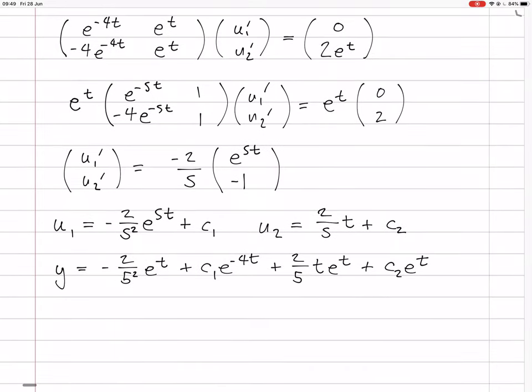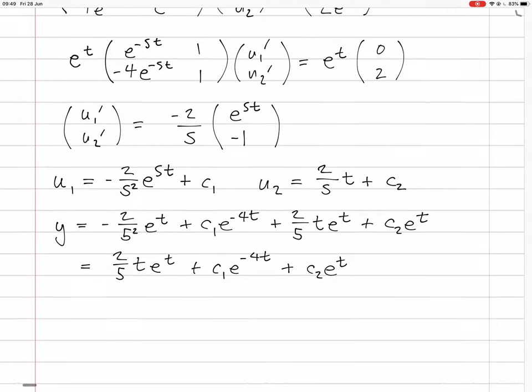Now, we can collect the e to the t terms. This first e to the t term can be absorbed into the constant. So this thing becomes 2 over 5 t e to the t plus c1 e to the minus 4t plus c2 e to the t. Technically I should rename the c2, but that's not really necessary. It's any constant, so it can be thought of as c2 minus 2 over 5 squared. That's fine. Okay. We could check this, right?